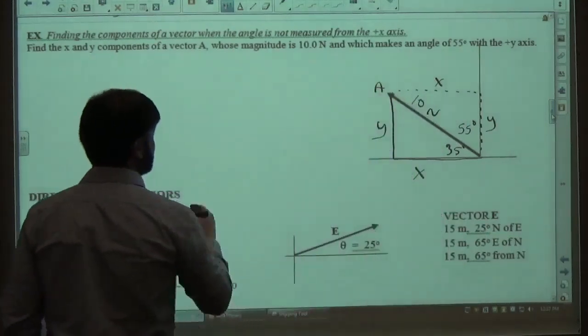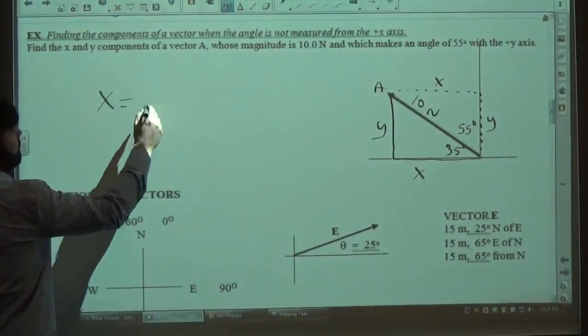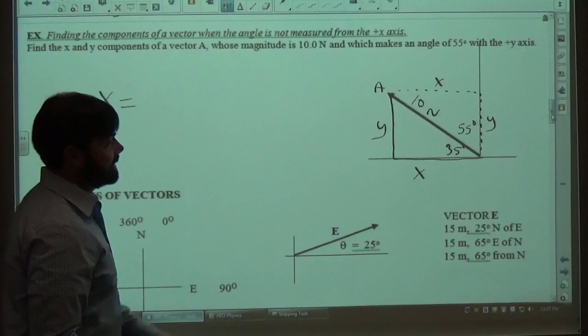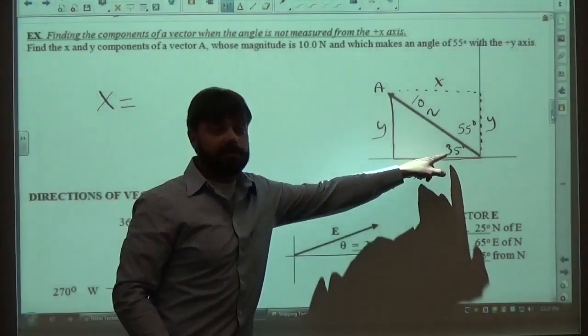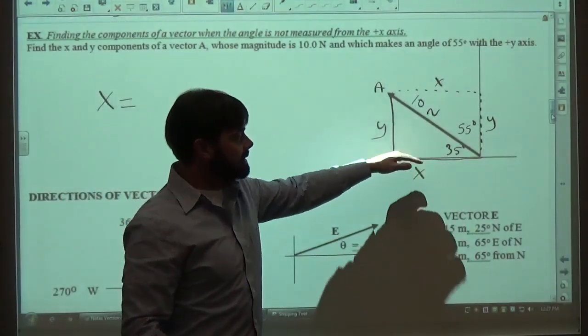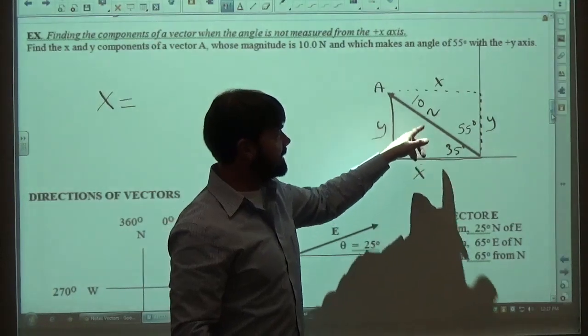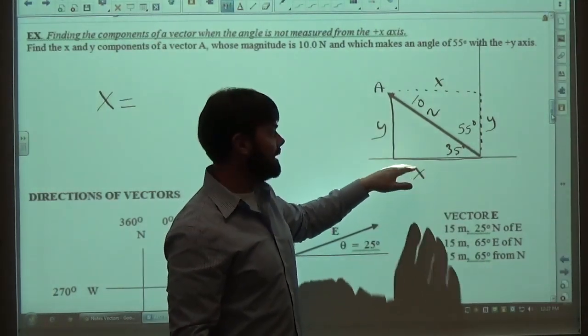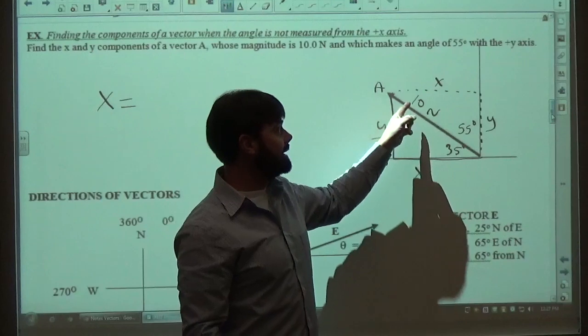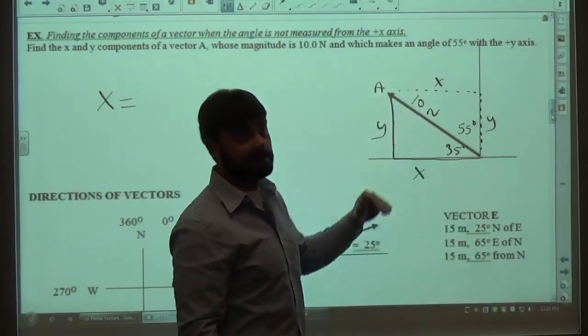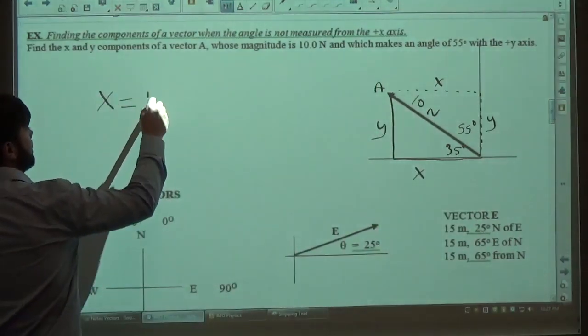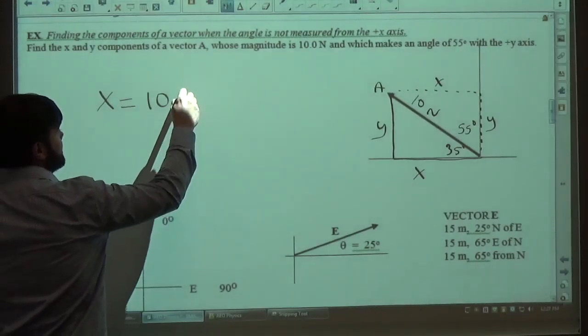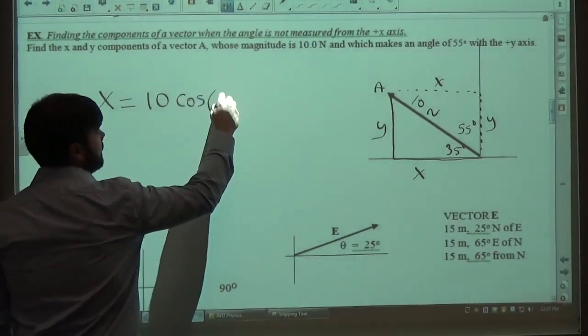So let's just say I'm trying to solve for x. Again, if I'm using 35 degrees as my theta, x is the adjacent, this is the opposite, x is the A, and 10 is the H. So A over H is the cosine function. So I know here I'm going to have 10 times the cosine of 35 degrees.